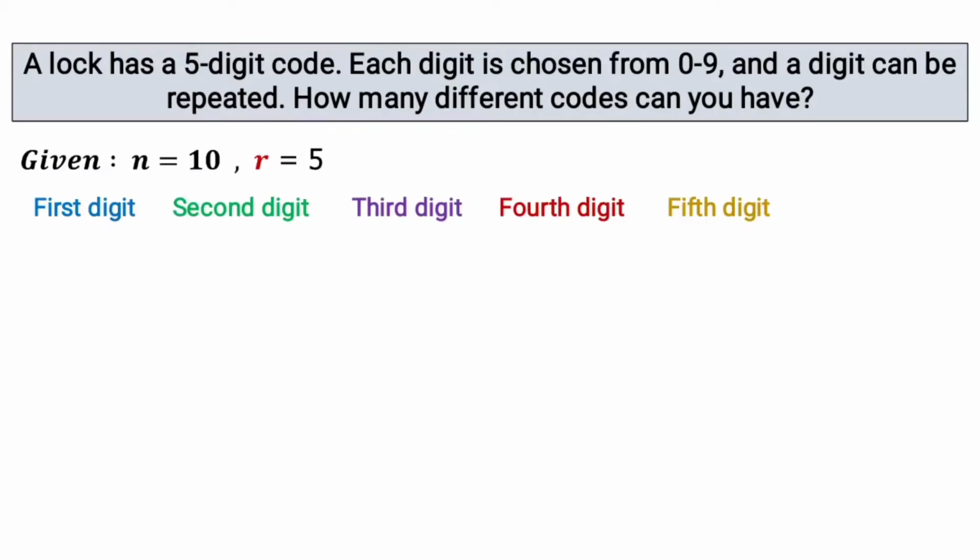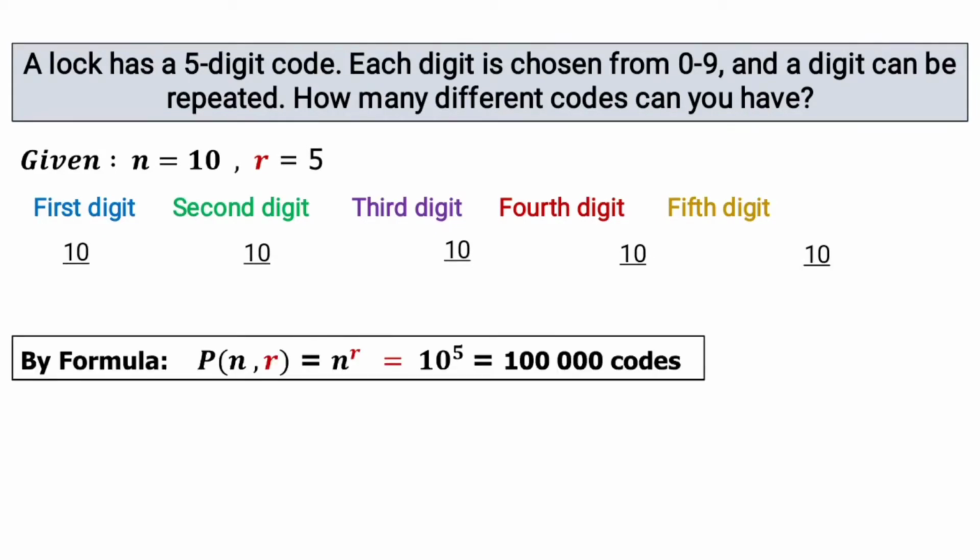For the first digit, we have 10 possible choices. Pwede tayong mamili from 0 to 9. Sa second digit, 10 pa rin ang choices dahil repetition is allowed naman. For example, our first digit is number 8. We can still put number 8 as the second digit kasi allowed yung repetition. Ganun din ang mangyayari sa third to fifth digit. 10 pa rin ang choices natin.